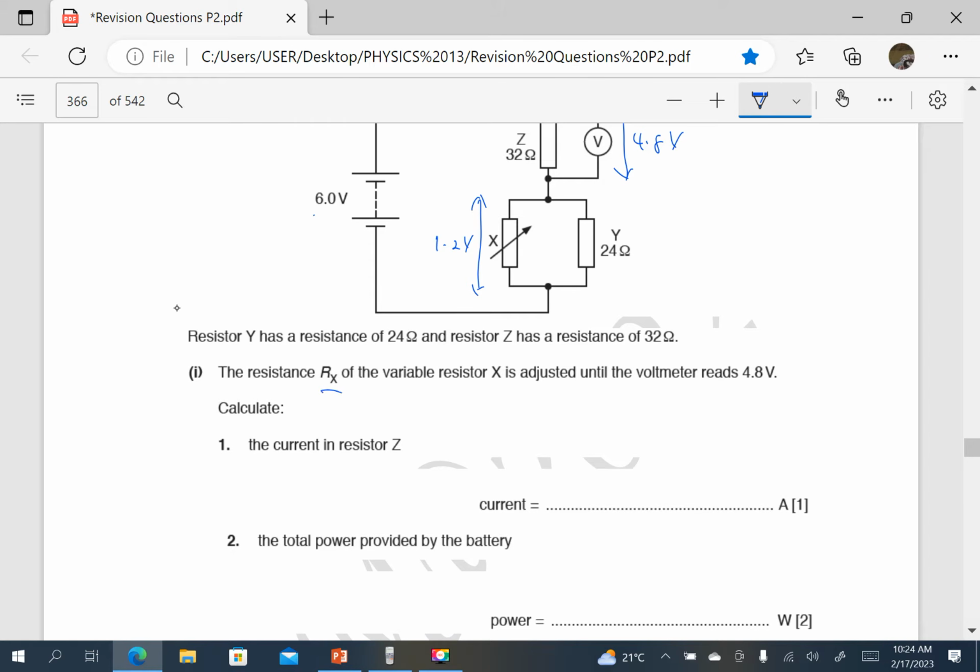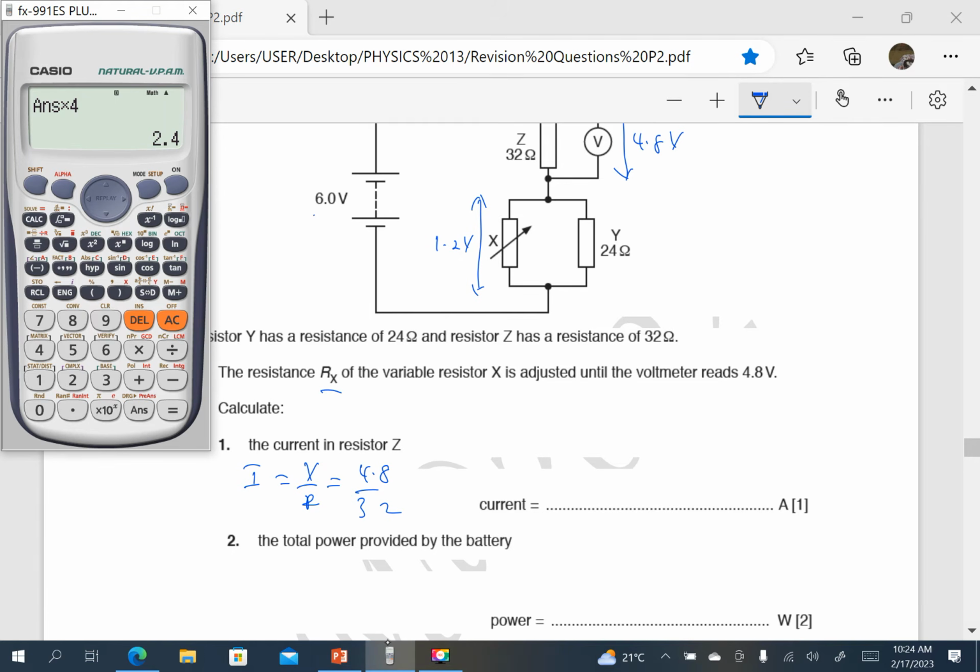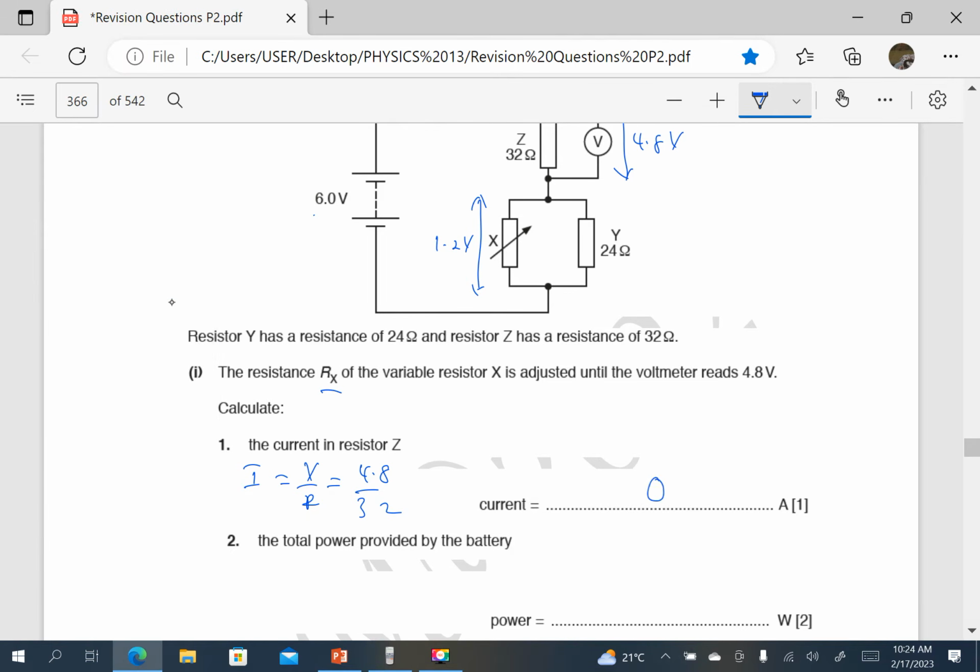Calculate the current in Z. Since they have given us the PD and we have the resistance, the current is simply PD over resistance, which is 4.8 divided by 32, which is 0.15.